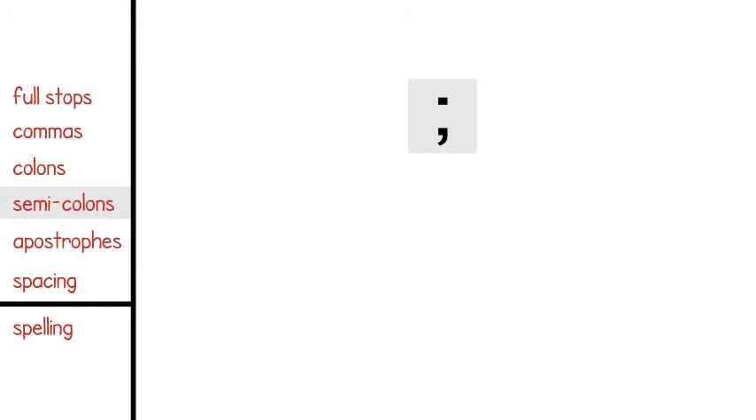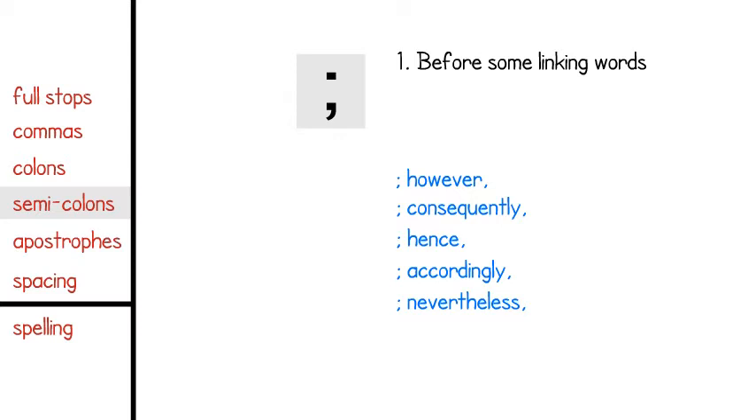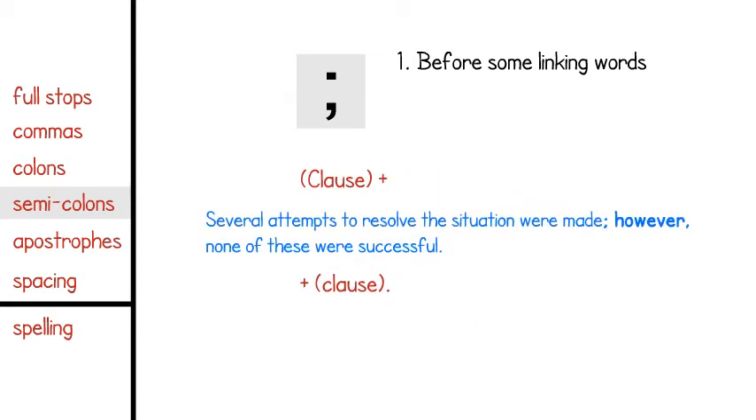The semicolon is not frequently used in everyday writing, but is more common in academic texts. There are three occasions when it is useful. The first situation is before some linking words, such as however, consequently, hence, accordingly, nevertheless, and thus. We use a semicolon when you have two closely related independent clauses, like this. Several attempts to resolve the situation were made; however, none of these were successful.